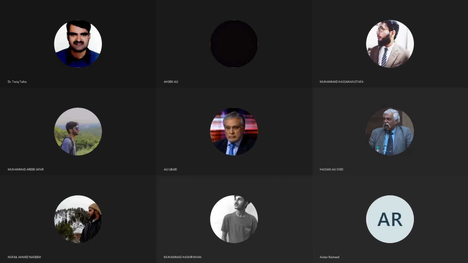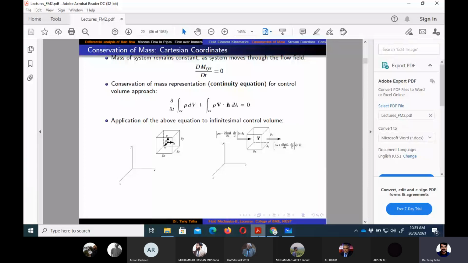Conservation of mass by using Cartesian coordinates. All the physical laws are applicable for the system approach. We know from our thermodynamics knowledge as well that mass is conserved for any system.